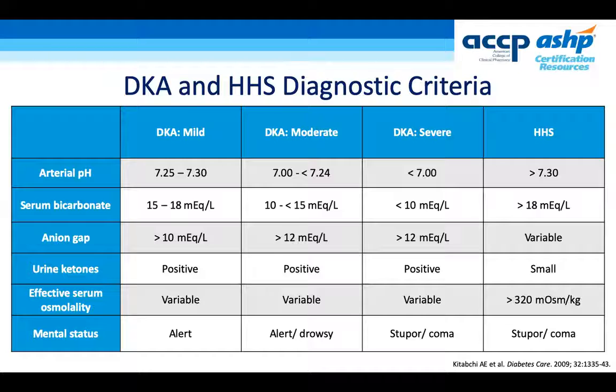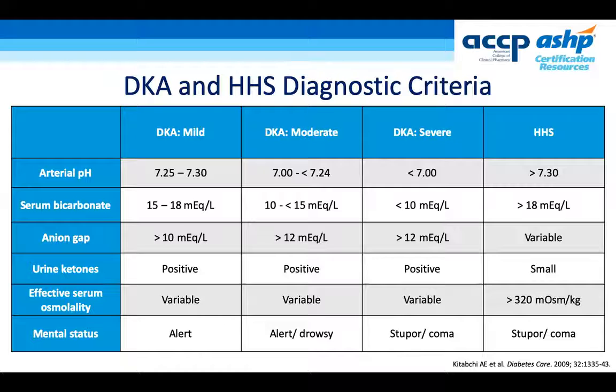Comparatively now, when you compare this to HHS, as I mentioned earlier, they don't get that acidosis, so your pH is going to be greater than 7.3. Your bicarbonate is going to be much higher as well. Your anion gap is really going to be variable. You should really not have many urine ketones since your body isn't in ketosis trying to compensate.